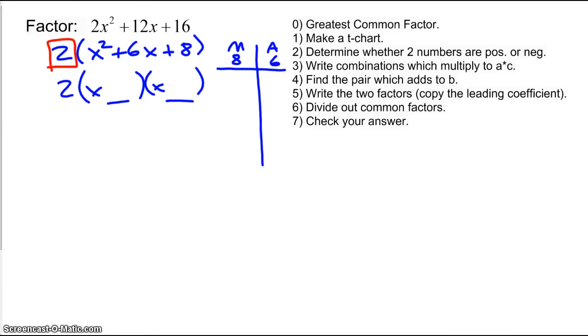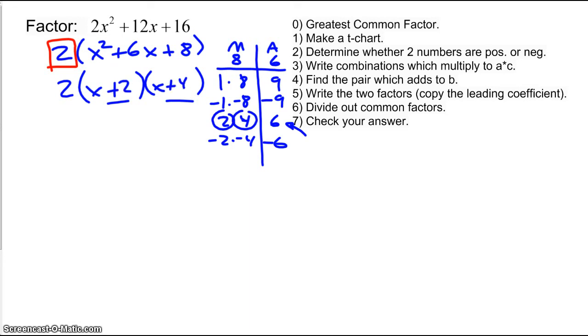So ways to get 8: 1 times 8, negative 1 times negative 8, 2 times 4, negative 2 times negative 4. Okay, let's see, if I add those I get 9, negative 9, 6, negative 6, and 6 is the right answer, so 2 and 4 are the two numbers. So I'd have plus 2 and plus 4.